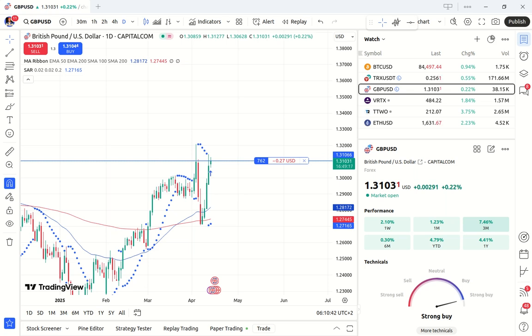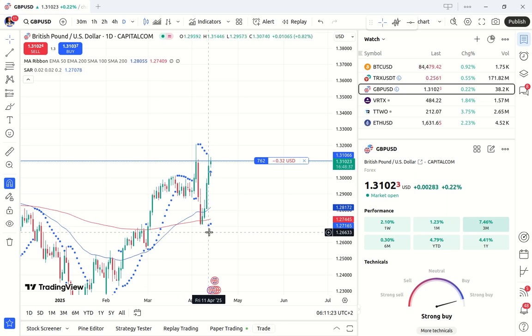The parabolic SAR is a method devised by J. Wilder Jr. to find potential reversals in the market price direction of traded goods such as securities or currency exchanges such as Forex. It is a trend following lagging indicator and may be used to set a trailing stop loss or determine entry or exit points based on prices tending to stay within a parabolic curve. So it is the trailing stop loss.